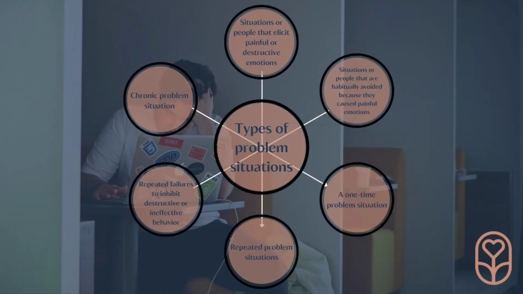Behaviors include self-harm, substance abuse, angry outbursts, missing work or therapy, or not doing therapy or school assignments. Six, chronic problem situations require problem solving. Ongoing situations that create continual misery in life, such as living with a partner who is abusive or working in a job you absolutely hate, are examples of chronic problem situations.